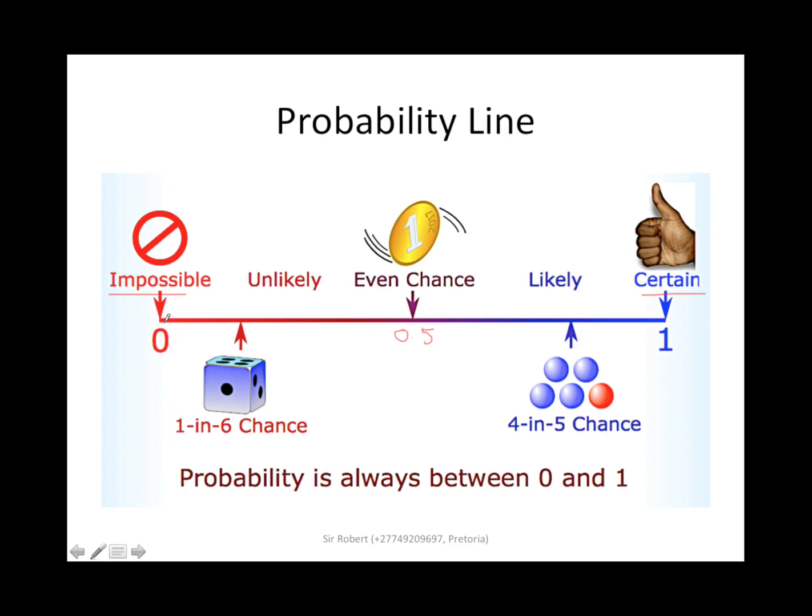So you see, as we move from 0, 0 is impossible. As we move away from 0, it becomes unlikely. As you go to 0.5, it becomes an even chance. As you move away from 0.5, you could get a likely event. Then 1 is certain. So probability is always between 0 and 1.